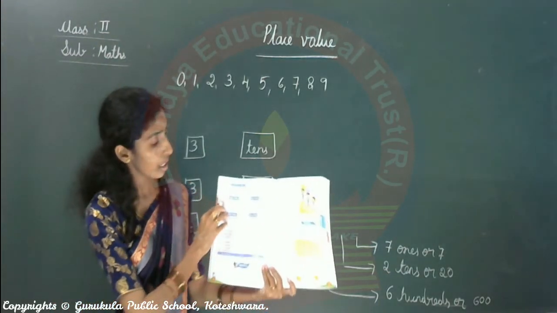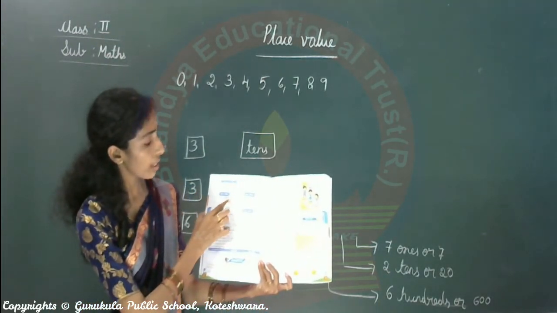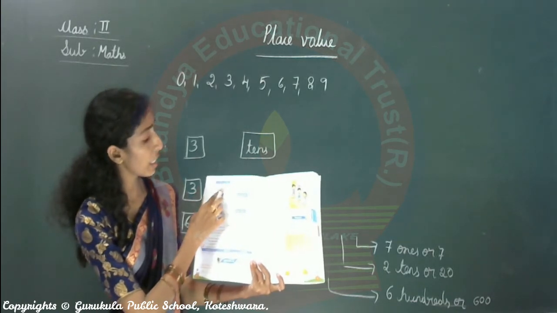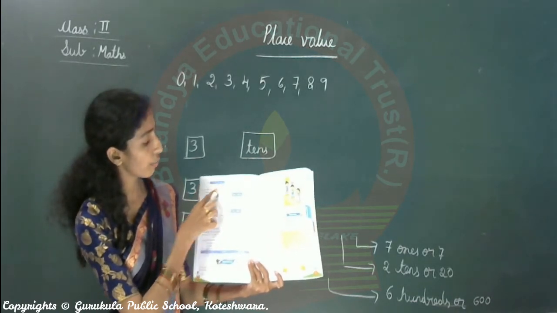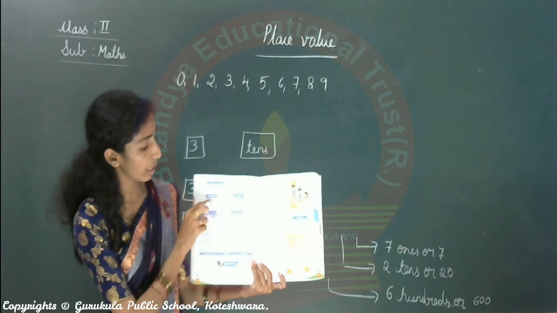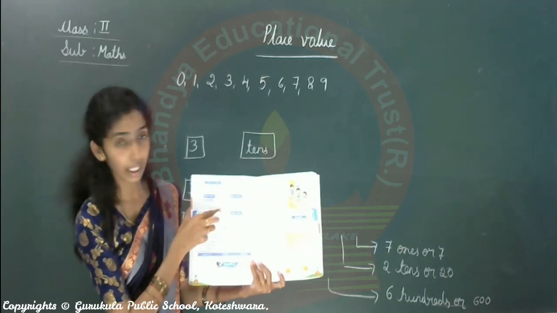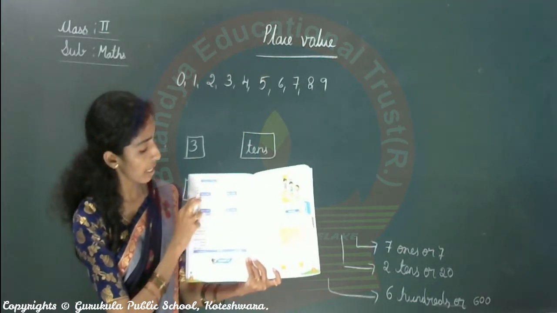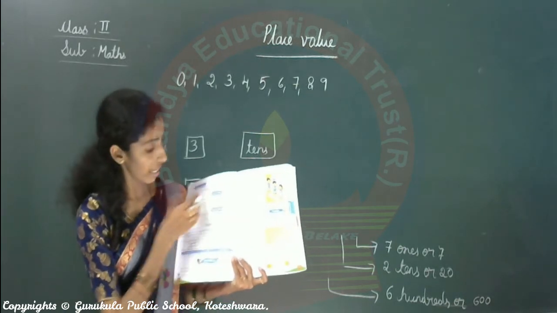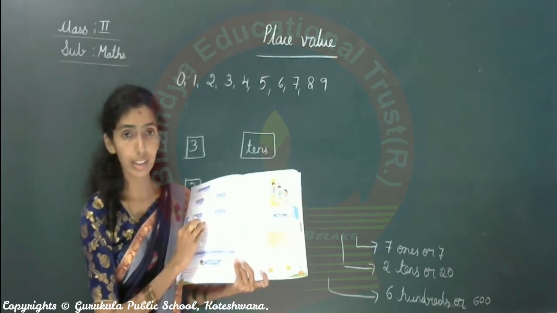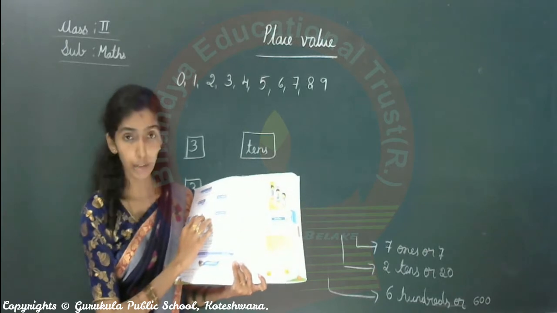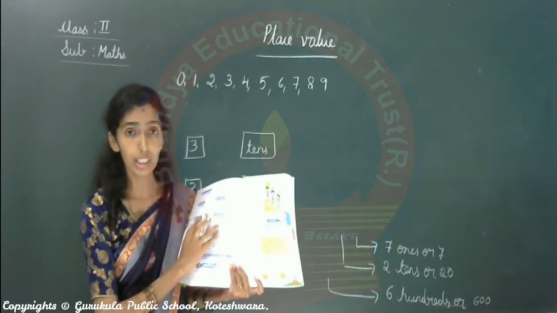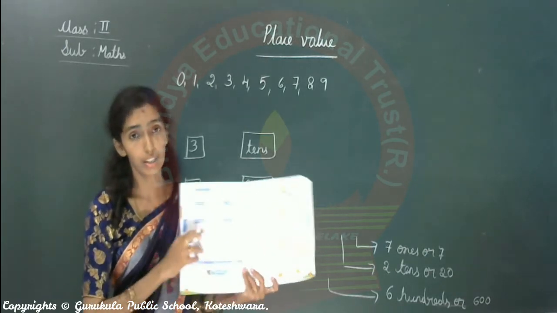Understood, children? See, here also they give some exercise. Write the place value of all the digits in the following numbers. One they have done here, 8 ones and 3 tens. Like that only they give these 3 digits. Now, here you are given 3 problems. So, you should write this answer. I will check in the evening. Okay.